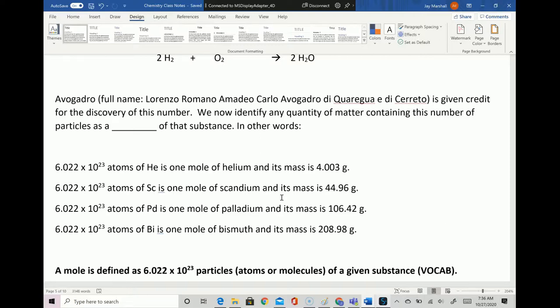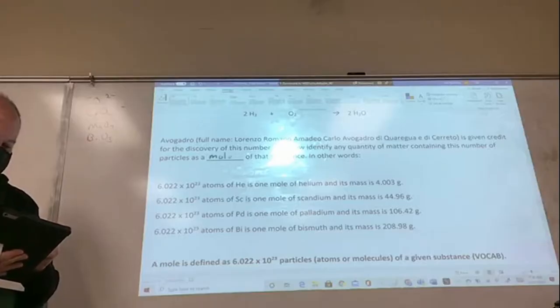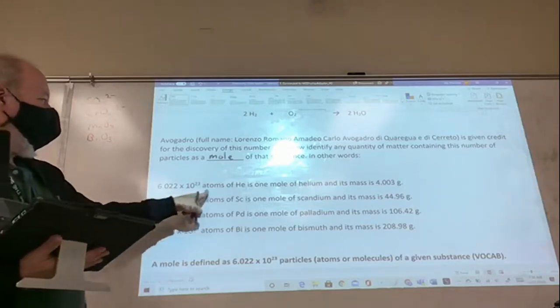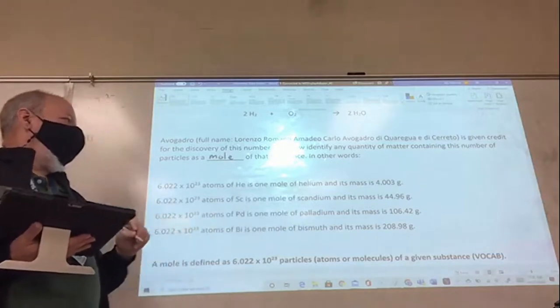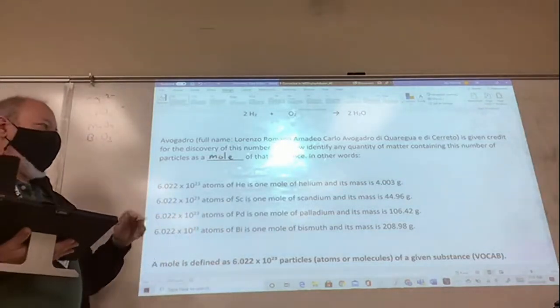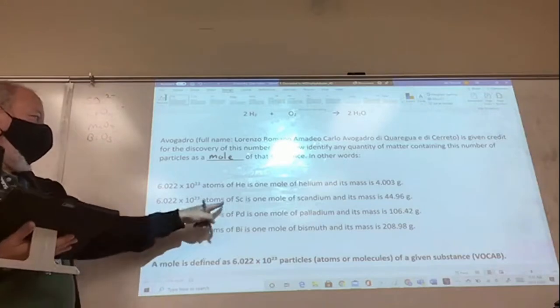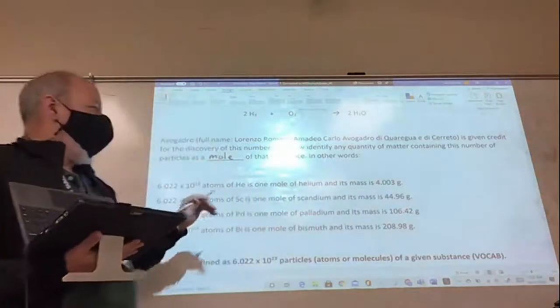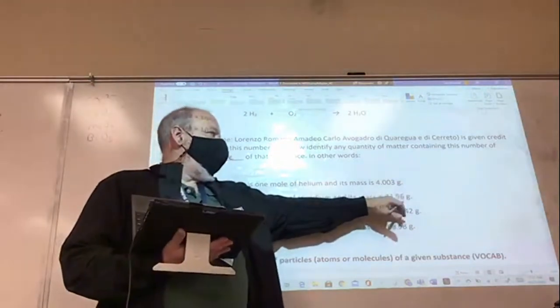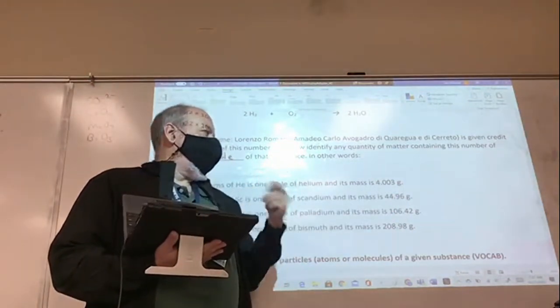We now identify any quantity of matter containing this number of particles as a mole of that substance. So 6.022 times 10 to the 23rd atoms of helium is 1 mole of helium, and its mass is 4.003 grams. I get that from the periodic table. 1 mole of scandium has a mass of 44.96 grams. 1 particle of scandium has a mass of 44.96 atomic mass units.